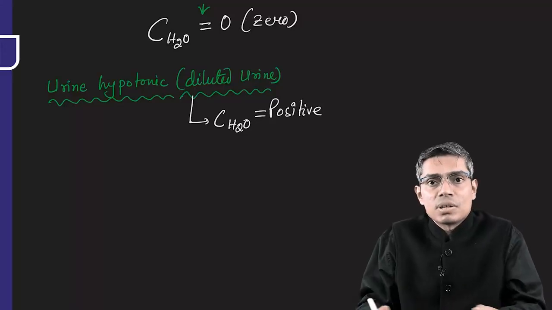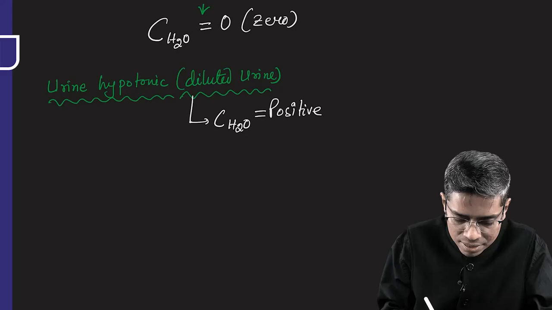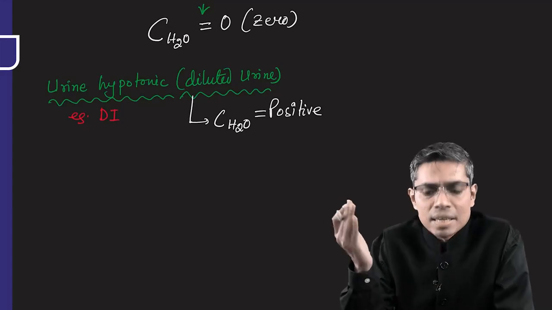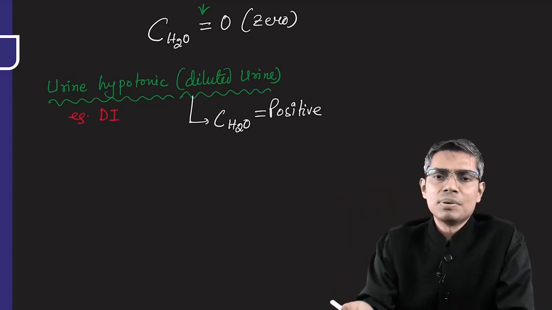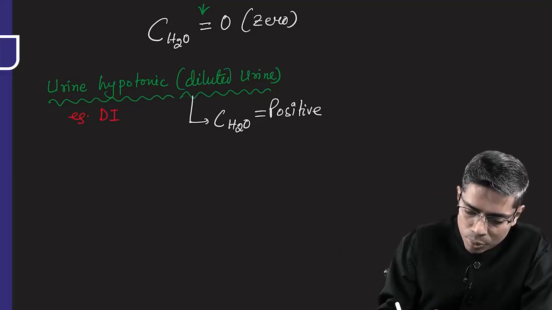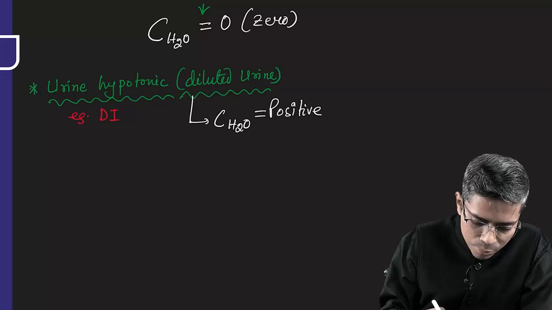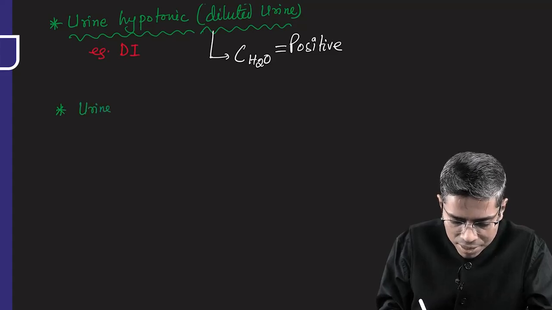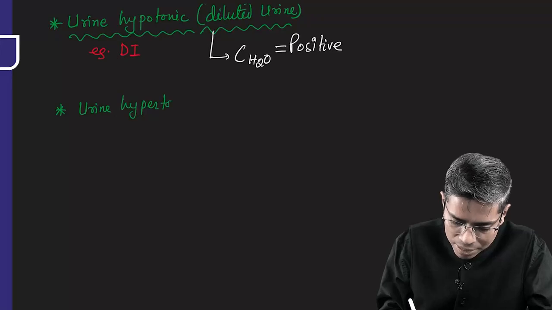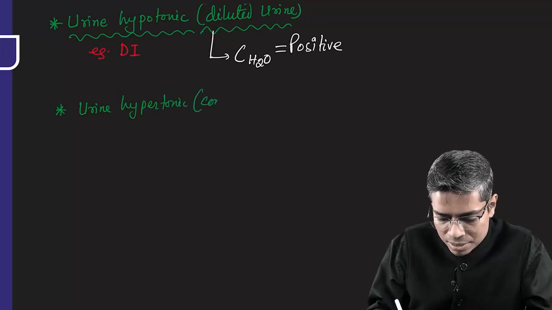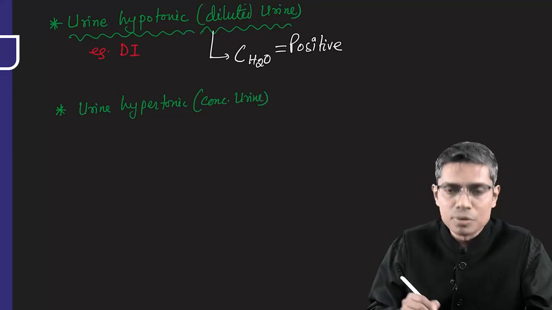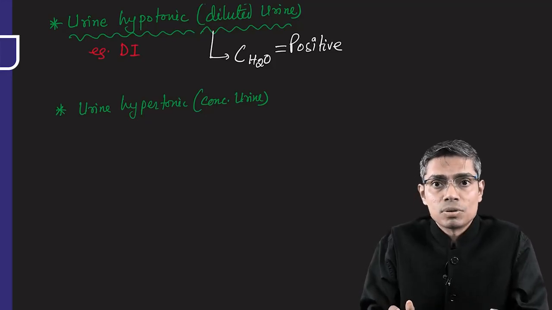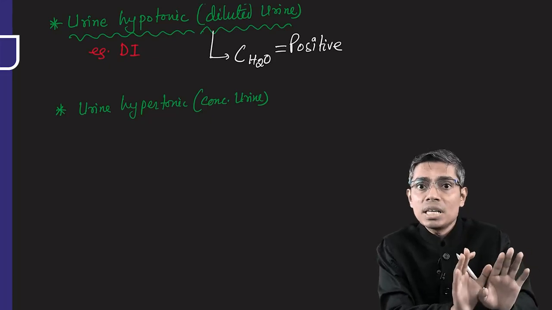Urine is excreting extra water, free water. What is the clinical condition? Suppose the person is suffering from diabetes insipidus. Free water clearance is very, very high. Urine osmolality is very, very low. Urine is hypotonic. So urine hypotonic means the free water clearance is positive. And the opposite one, when the urine is hypertonic with respect to plasma, that means concentrated urine is produced, meaning the urine is not taking extra water, not even the adequate water also, it is conserving water in your body.